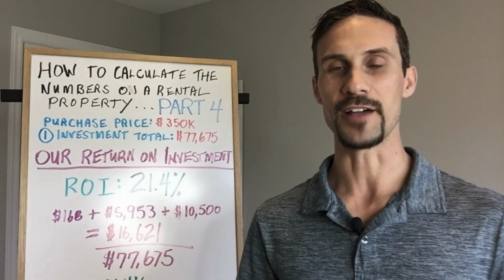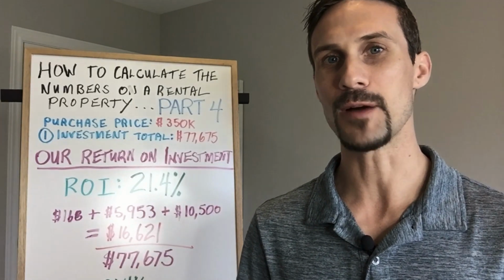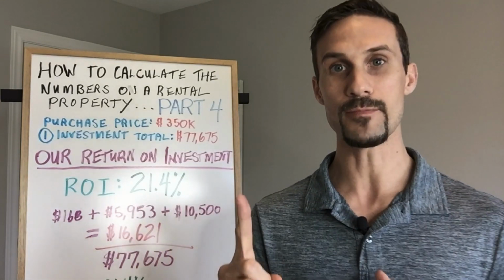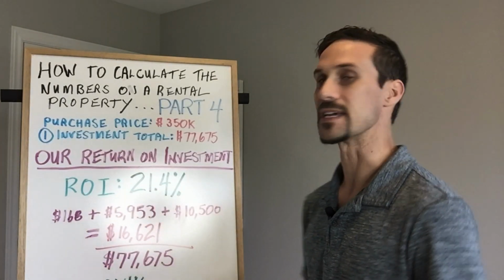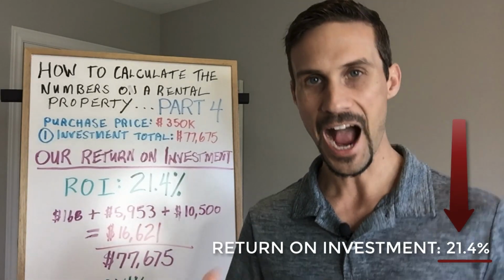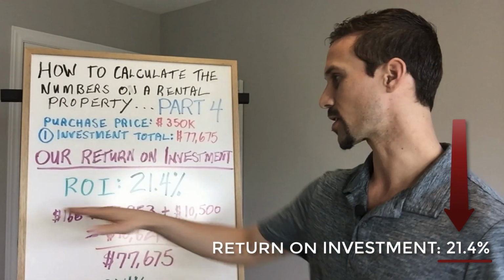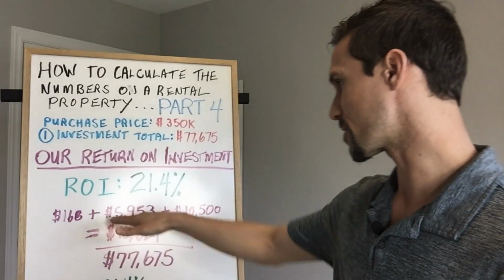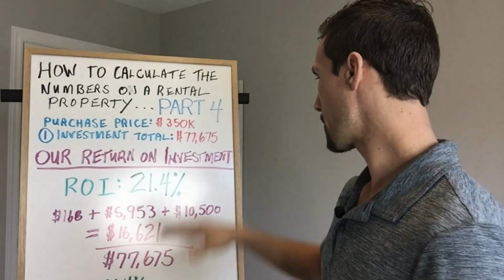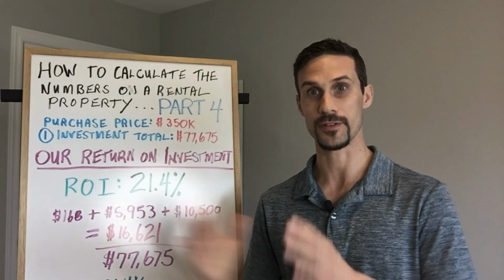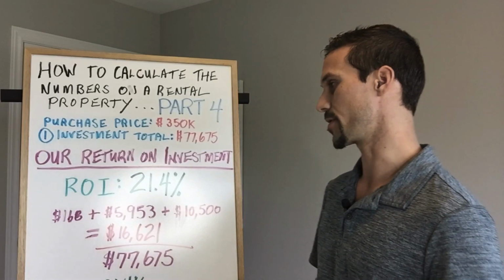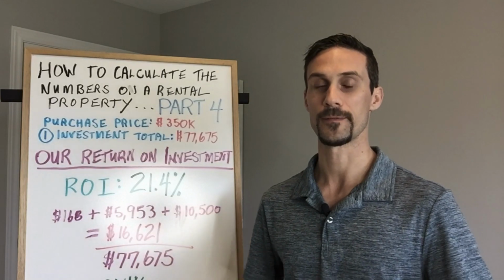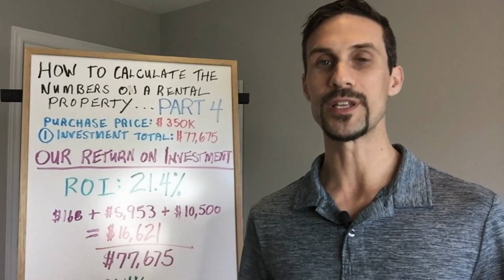So I've gone ahead and calculated the final numbers, and I've come up with the return on investment that we would get on this investment property year number 1. Our ROI would be 21.4%. How did I come up with that number? Well, I took our cash flow, it's $168, plus our mortgage paydown was $5,953, plus the appreciation that we figured out at 3% was $10,500, which gave us a grand total of $16,621.